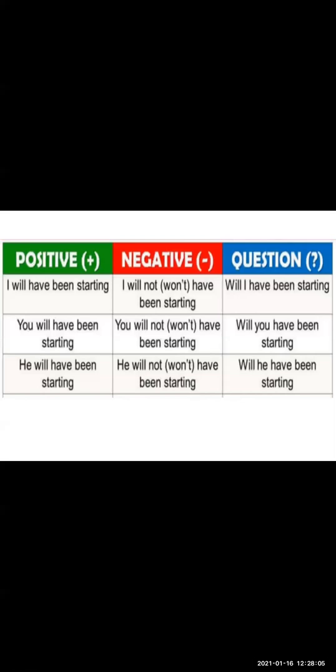Okay, now let us see the questions. I will have been starting. Will I have been starting? Because this is the question formation. Will you have been starting? Will he have been starting? So these are the examples of the future perfect continuous tense where you use will have been starting. Understood, students?